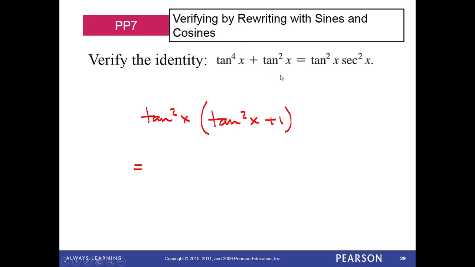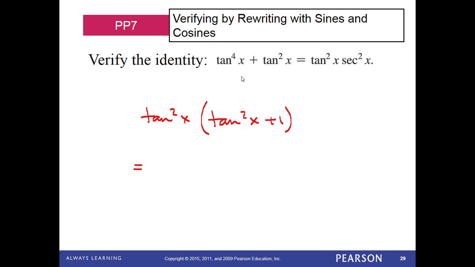Okay, so this is one of the times, the other 10% of the time, where something different happens. Instead of rewriting everything in terms of sines and cosines, even though it says so right up here, don't believe it. If you're stuck with tangent and secant in the equation, it may be easier to just work with those identities. If you're stuck with cosecant and cotangent, it may also be easier to use those identities to solve the problem.